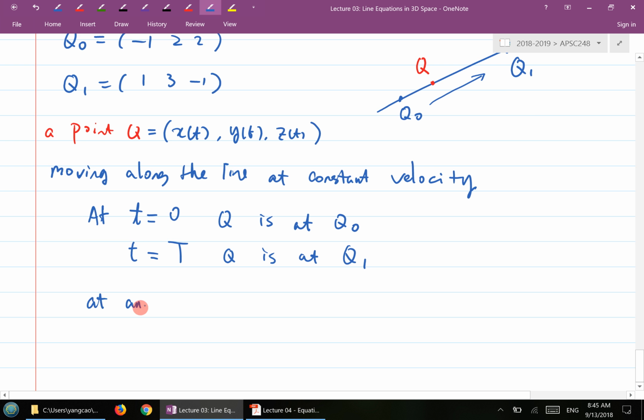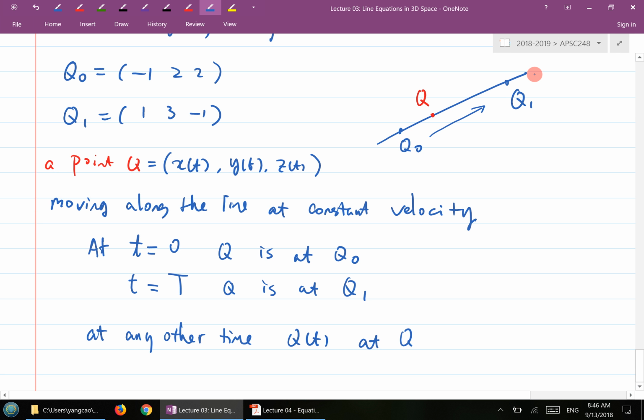At any other time, Q, which is a function of t, is at its current location. At any other time, it's here or here or any other location. Okay? So I kind of formulated this question into a little bit of a physics problem now, right? Now let's use all of the assumptions here, and let's try to derive an equation that describes the motion of this point Q.